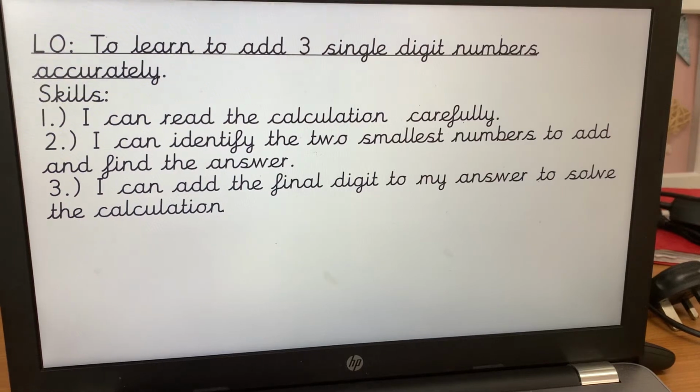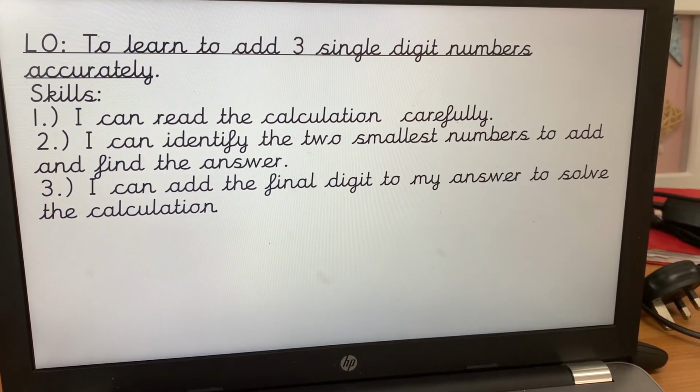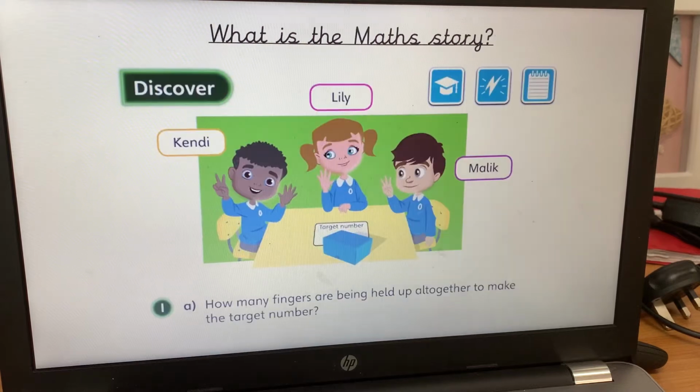Hi Broadcast, today we're going to be adding 3 single-digit numbers. So we are going to be able to read the calculation carefully, we're going to be able to identify the 2 smallest numbers to add and find the answer, and we're going to be able to add the final digit to our answer to solve the calculation.